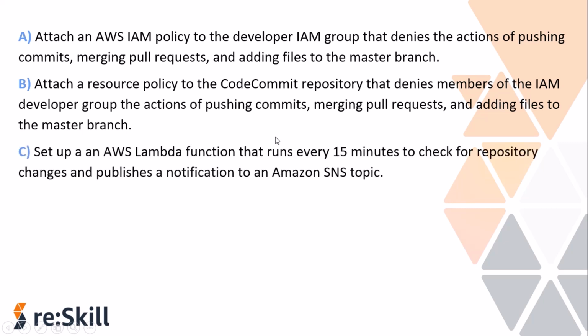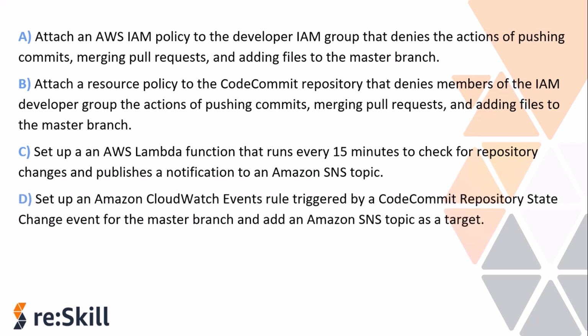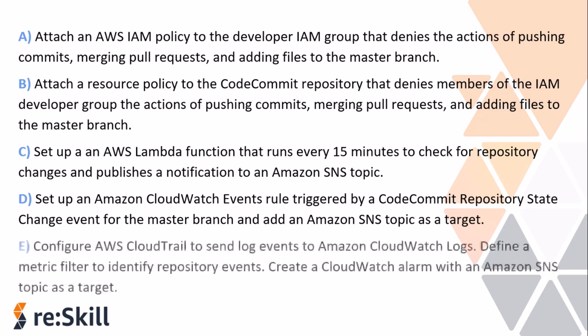Set up an AWS Lambda function that runs every 15 minutes to check for repository changes and publish a notification to an SNS topic. Set up a CloudWatch Events rule triggered by a CodeCommit repository state change event for the master branch and add an Amazon SNS topic as a target. And configure CloudTrail to send the log events to CloudWatch Logs. Define a metric filter to identify repository events and create a CloudWatch alarm with an SNS topic as a target.